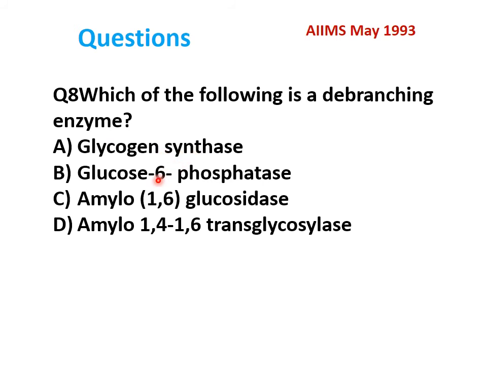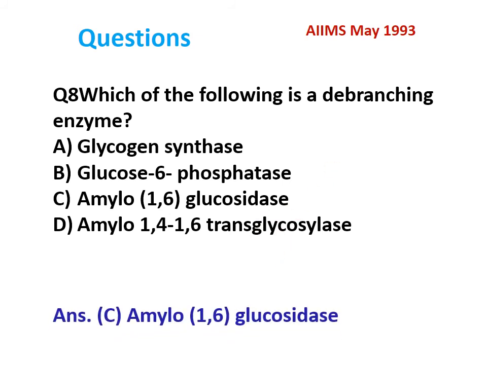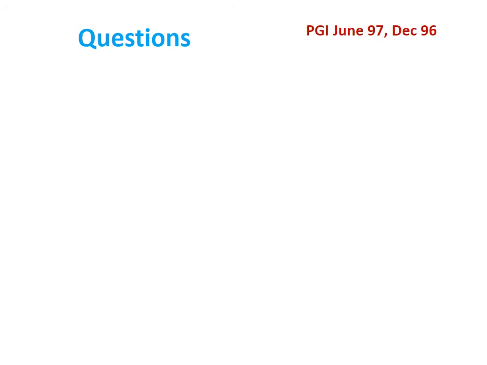The next question: which of the following is a debranching enzyme? Glycogen synthase, glucose 6-phosphatase, amylo 1,6 glucosidase, or amylo 1,4 to 1,6 transglycosylase, and the answer is the debranching enzyme. What is the name of that debranching enzyme? It is amylo 1,6 glucosidase.